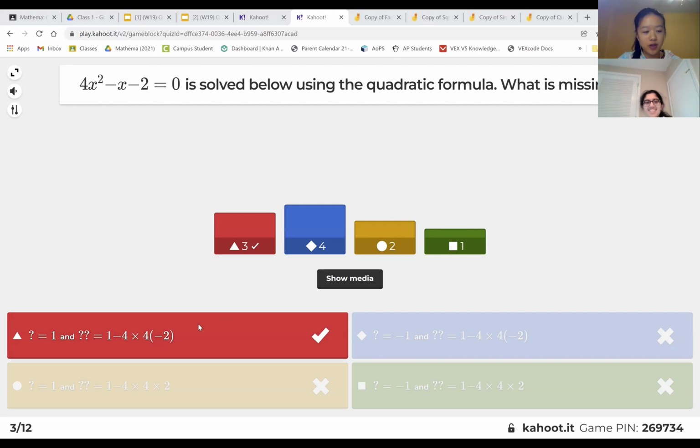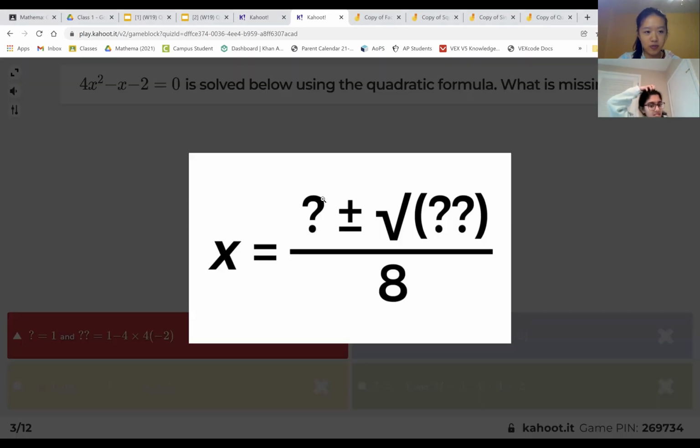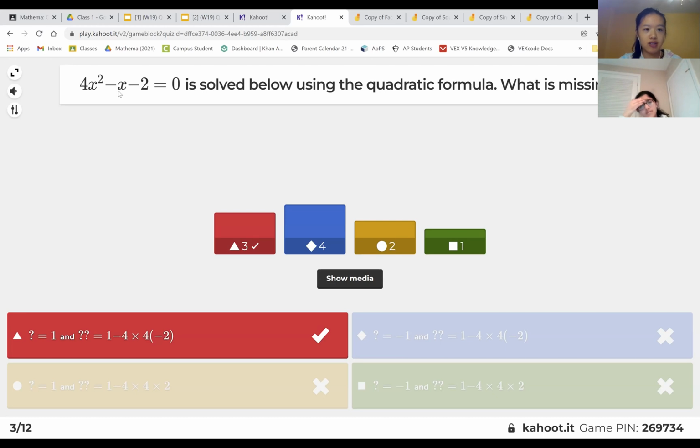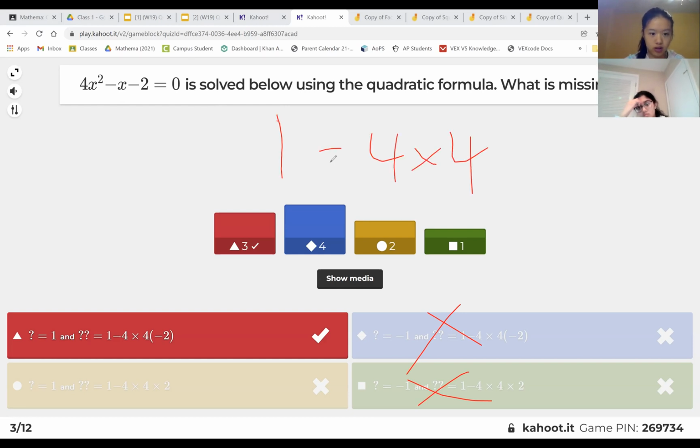So the first part that was missing is this negative b. So negative b, this is the b value. So negative b is -1, so the b value would be 1. So you can basically eliminate that and that. So the next part was the discriminant. The discriminant is b squared minus 4ac. So b squared is 1, and then minus 4 times a, which is 4, times c, which is -2. So it would be this one.